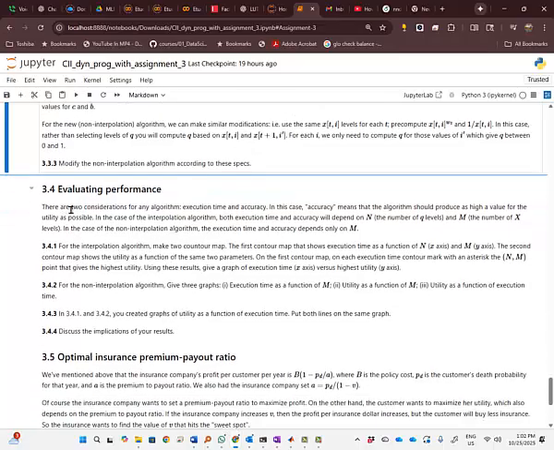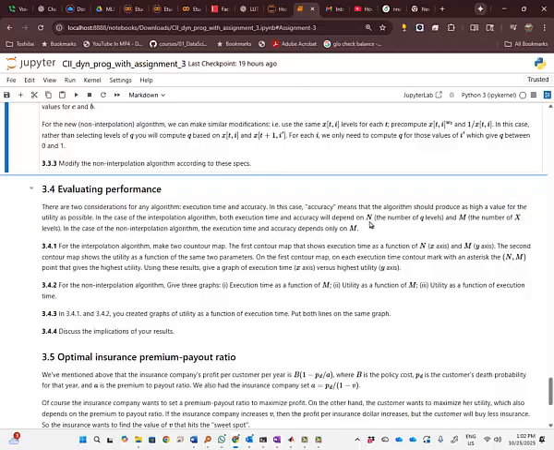There are two considerations for any algorithm: the execution time and the accuracy. In this case, accuracy means the algorithm should produce as high a value for the utility as possible. We're trying to find the optimum utility. Whichever algorithm is giving me the best utility, as long as it's calculating utility correctly, that algorithm is better. In the case of the interpolation algorithm, both execution time and accuracy will depend on n and m.